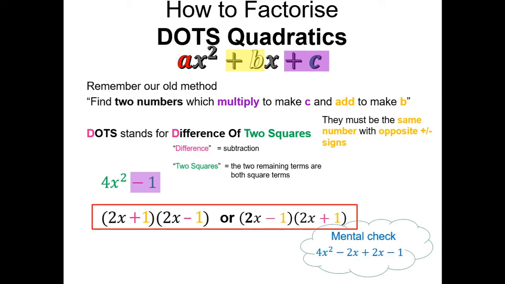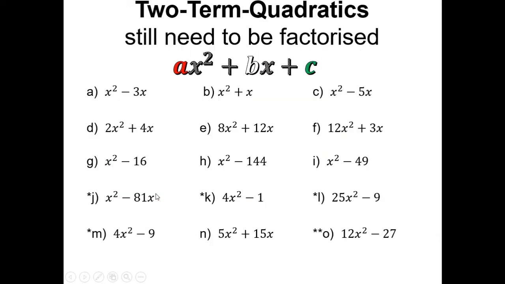Quick check. If I were to multiply that out, 2x times 2x would make 4x squared. 2x times negative 1 would be minus 2x. And 1 times 2x is 2x. 1 times minus 1 is minus 1. Those two middle terms group together, they cancel themselves out, which leaves us with just a difference of two squares. It leaves me with the 4x squared minus the 1, just as it should be.